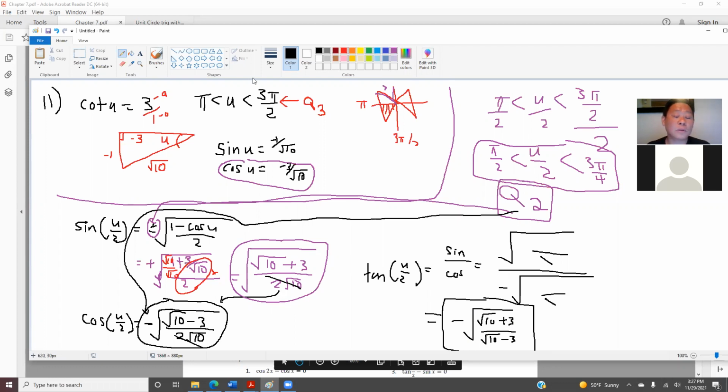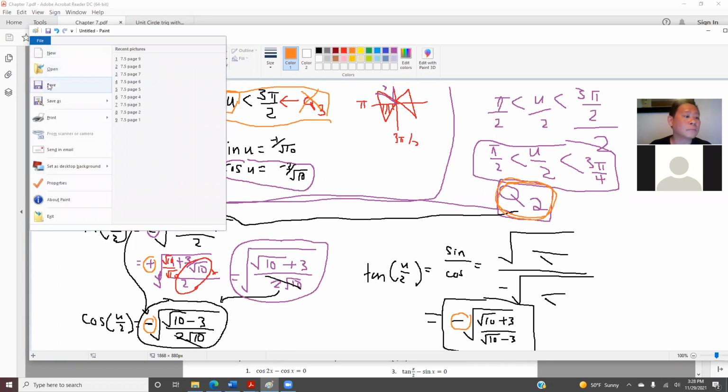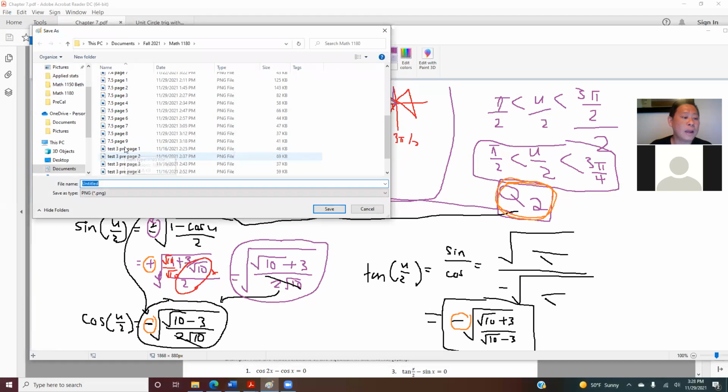So this is how we got to do question 11. This is very important. The most important piece is this quadrant, because this quadrant determines what sign to use here, because in quadrant 2, we know sine is positive, but cosine and tangent are negative. A lot of students use this to figure out the quadrant. We don't use this, because this is not u over 2. This is just u. Okay, so be careful with that. Make sure you know that.